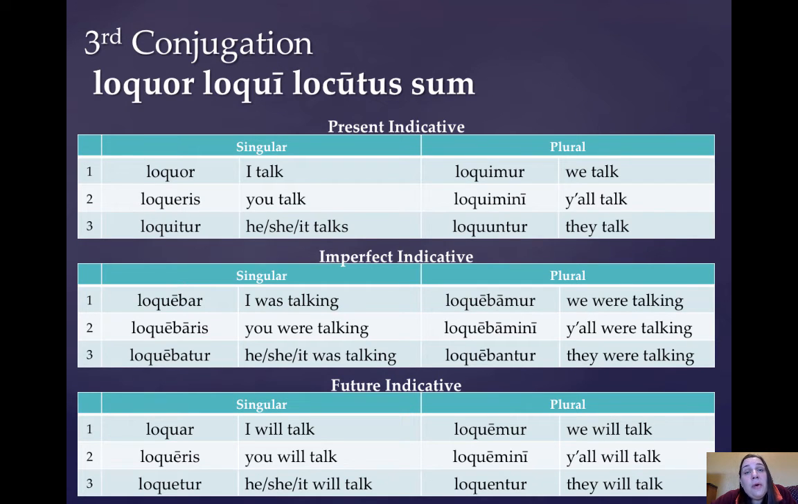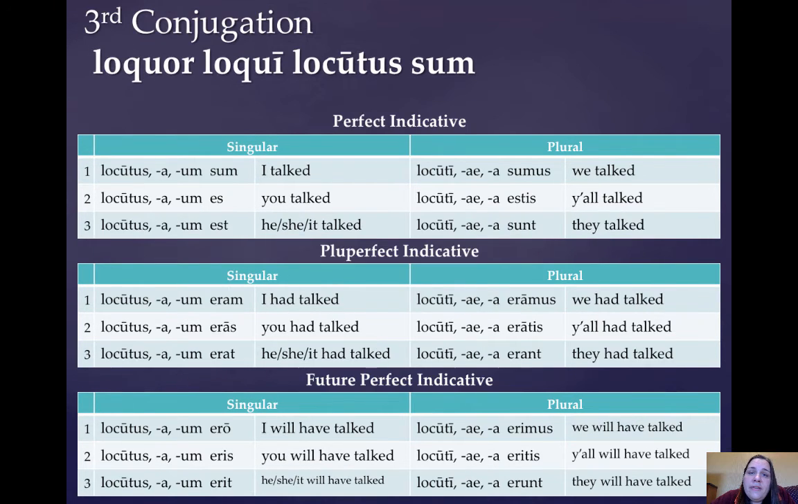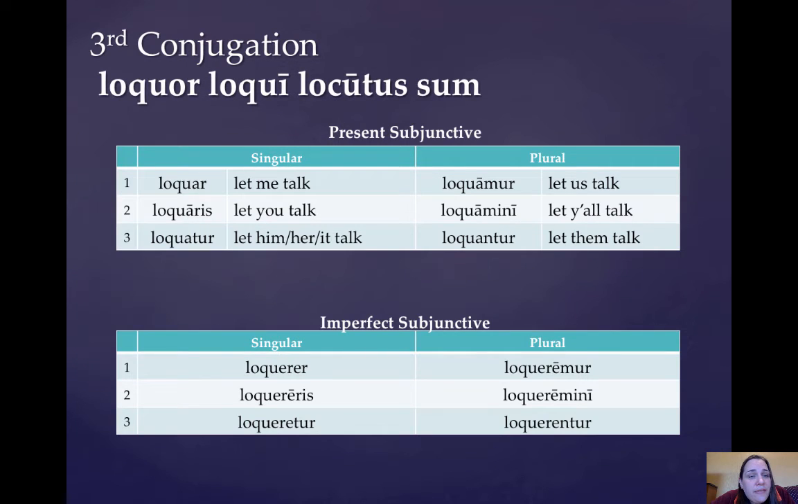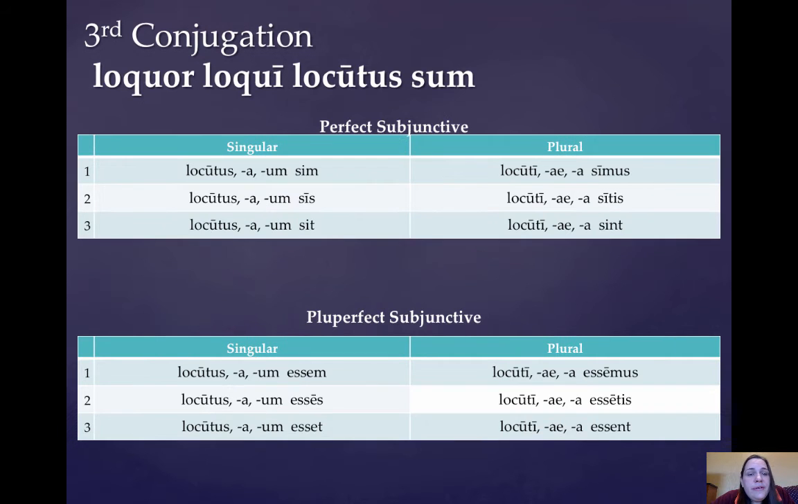Okay, that brings us to our third conjugation. Loquor, loquī, locūtus sum. Again, our present, imperfect, and future indicative. Our perfect, pluperfect, and future perfect indicative. Our present subjunctive, imperfect subjunctive, perfect and pluperfect subjunctives.